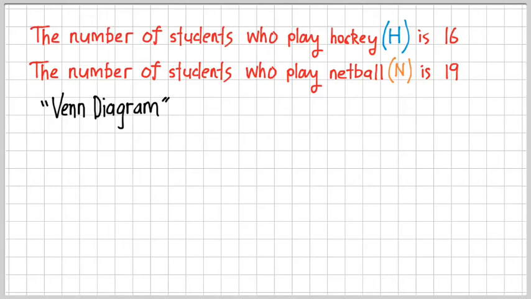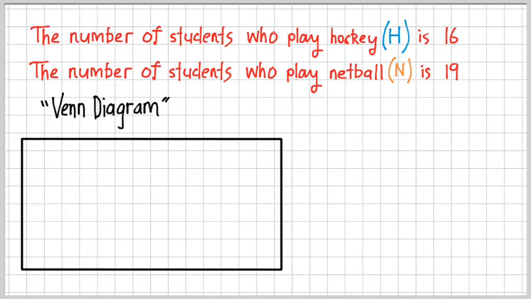So let's press on, and there's our rectangular box. Now this represents all possible outcomes. So everything that could happen is within this little rectangle here. Here we go. That is the event of students who play hockey. We know that the number that belongs in there is going to be 16. So 16 students playing hockey.